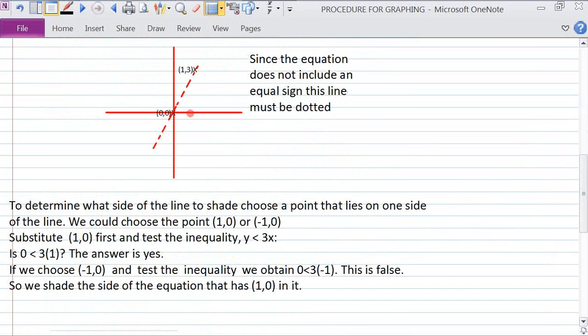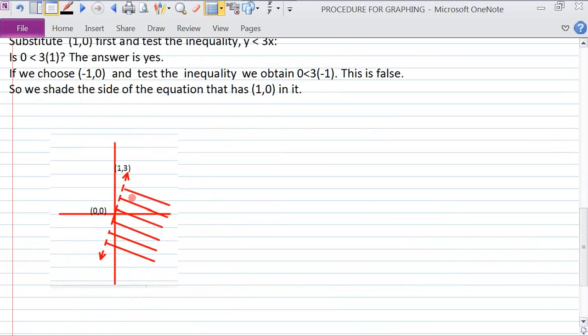Once we got that, we checked it with 2 points. You can check it with just 1 point, and we found that it worked with a point on this side of the line. So we chose the point 1, 0. The inequality was true right here, so we have to shade with that point being on this side of the boundary. If we choose a point on the other side of the boundary, the inequality y less than 3x will not work.